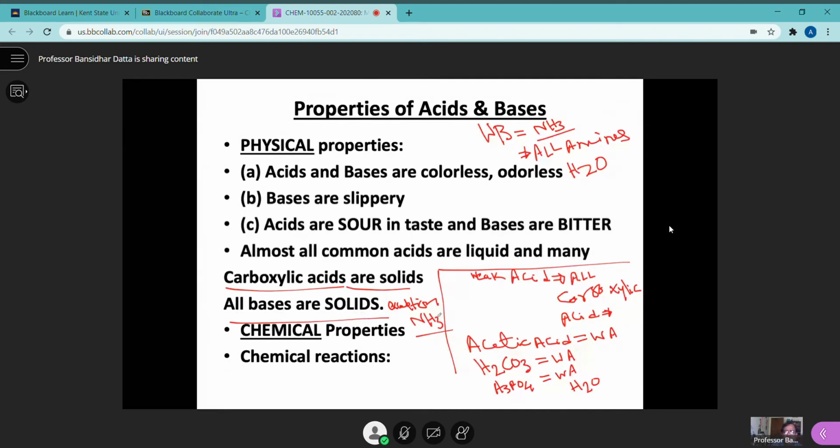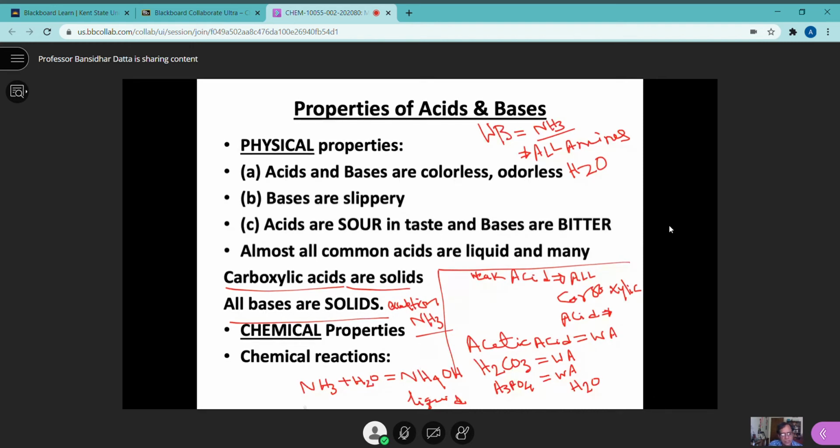So once again, ammonia, as I told you a little bit verbally, once you put it in water, NH3 plus H2O, it reacts with the water and makes ammonium hydroxide, NH4OH. And ammonium hydroxide is a liquid. So this is the exception, right? Otherwise, all metal bases, metal hydroxides, are usually solids.